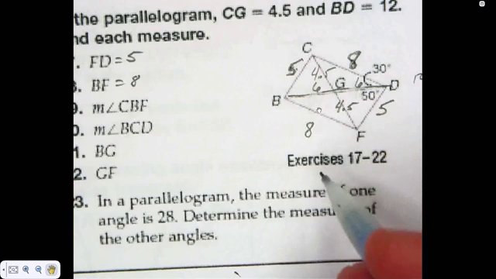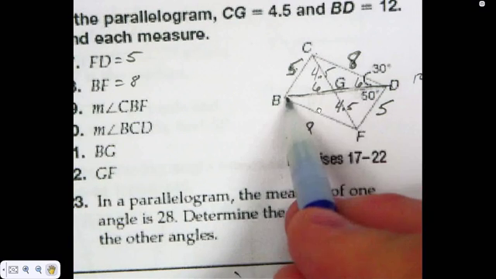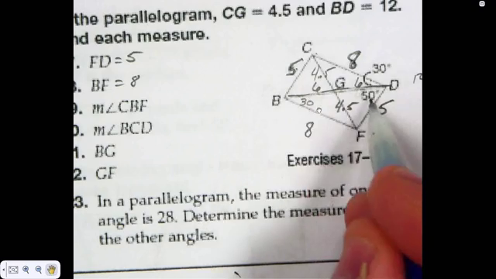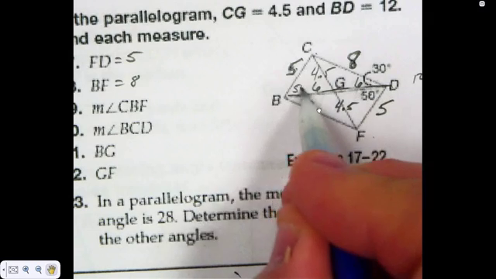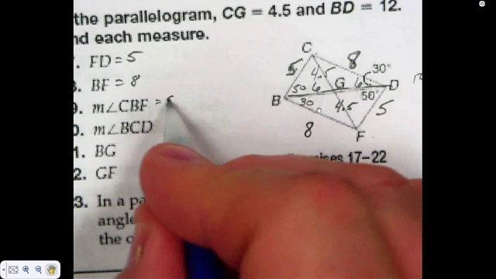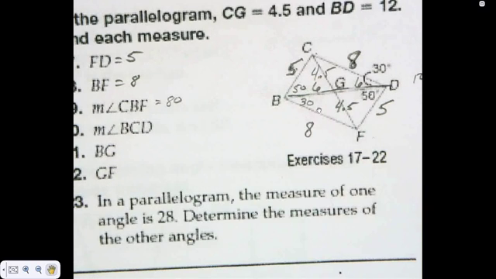Measure of angle CBF. Well, if this is 30, this one's what? 30 because it's parallel. If this is 50, this one's what? What's CBF? 80. Those two added together, correct?